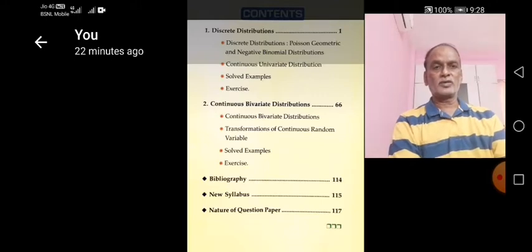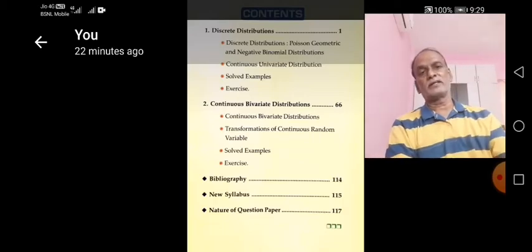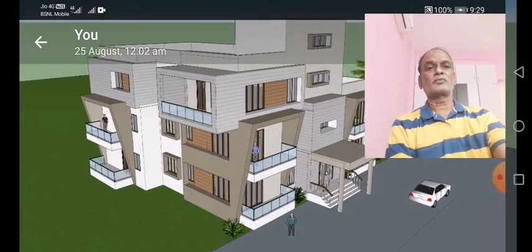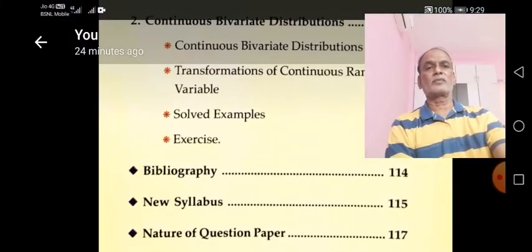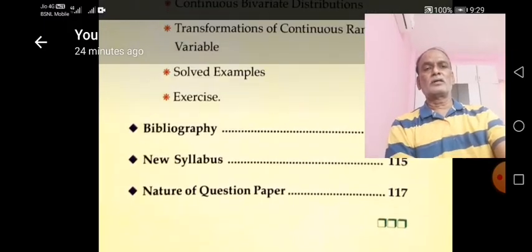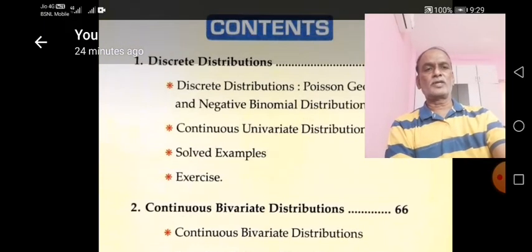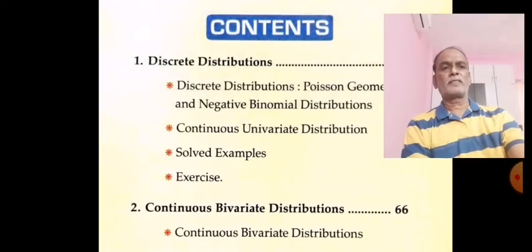So what do we mean by continuous bivariate distribution? How to make the transformation of continuous random variables. So these things mainly we have to study in paper number 5. Now this is the syllabus.